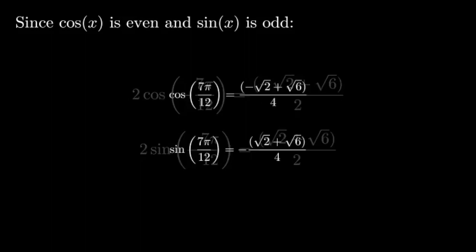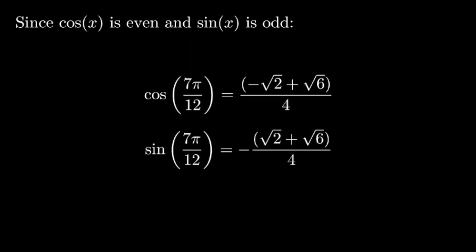And so what we can do is we can write cosine of 7 pi on 12 as minus root 2 plus root 6 divided by 4, and sine 7 pi on 12 as minus root 2 plus root 6 over 4. So let's now take a look at taking the roots of complex numbers.